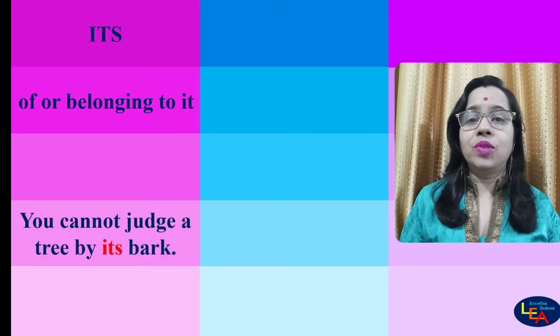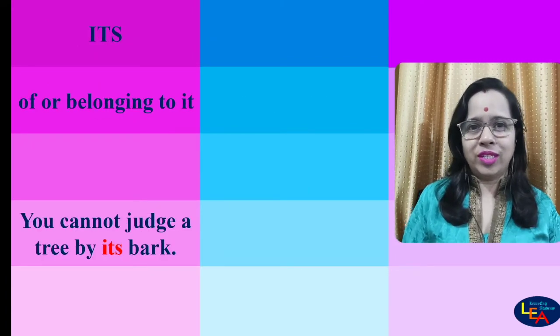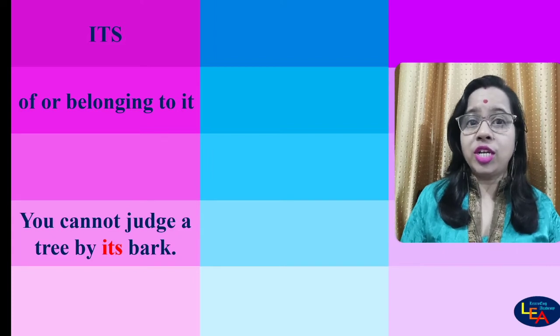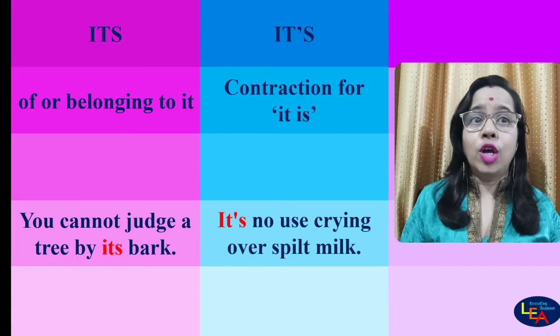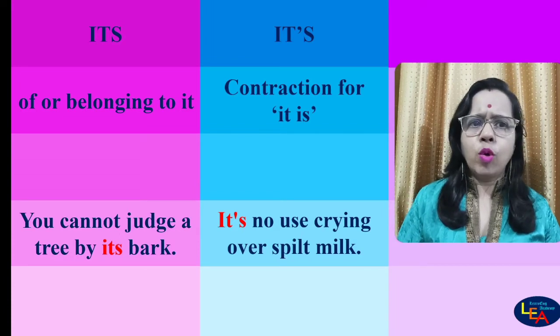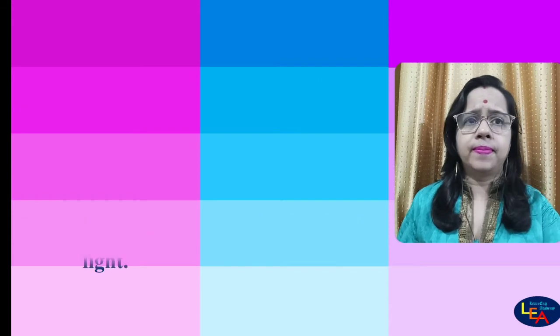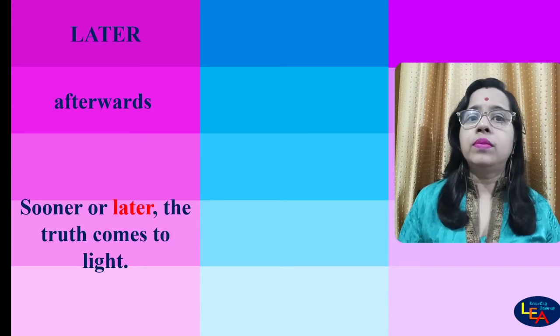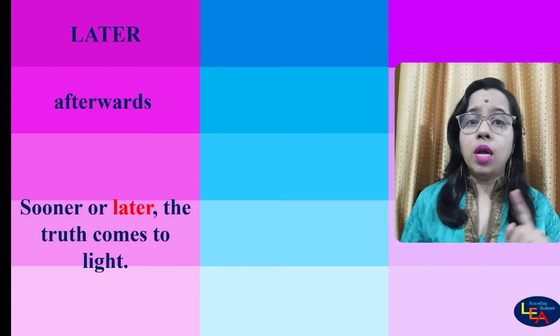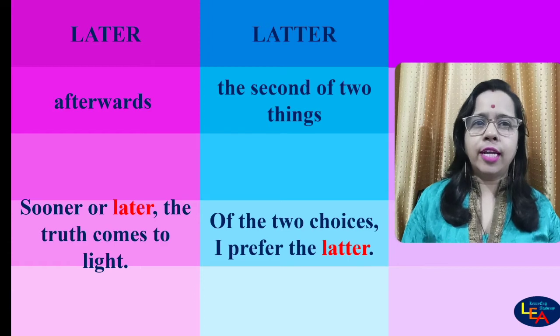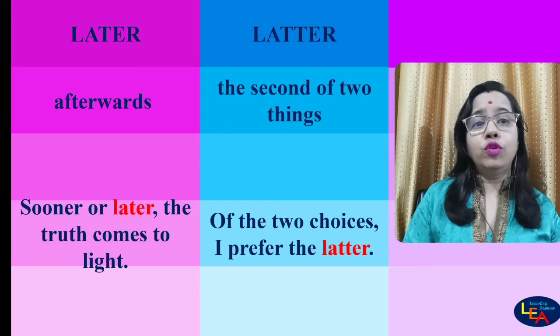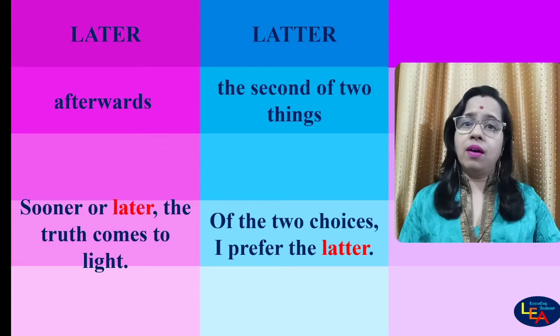Its, of or belonging to it. You cannot judge a tree by its bark. It's, contraction for it is. It's no use crying over spilt milk. Later, afterwards. Sooner or later, the truth comes to light. Latter, the second of two things. Of the two choices, I prefer the latter.